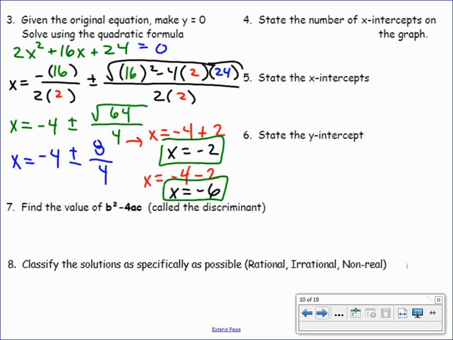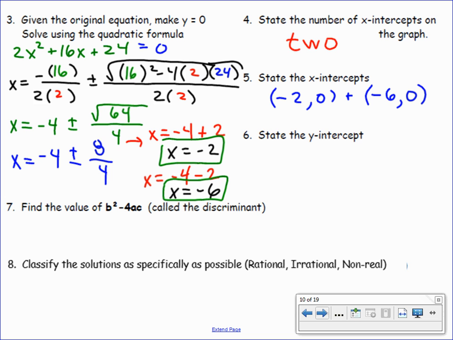So we'll state the number of x-intercepts on the graph. We see two x-intercepts on the graph, and that's two. So I'm going to write out the word so we're not confused. We'll state the x-intercepts. Well, those would be points, x comma y. So (-2, 0) and (-6, 0).